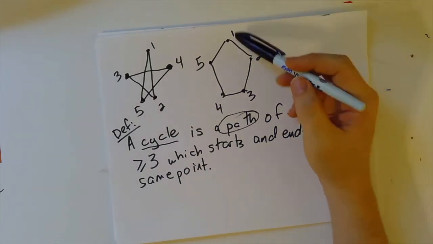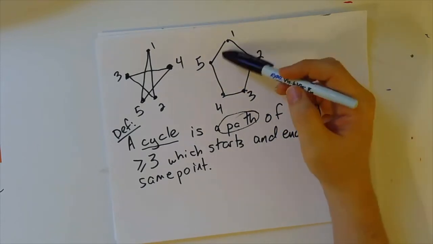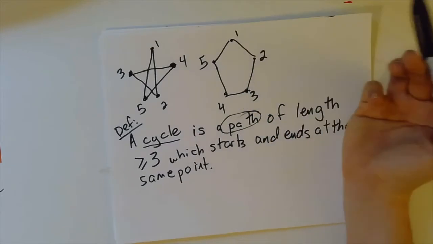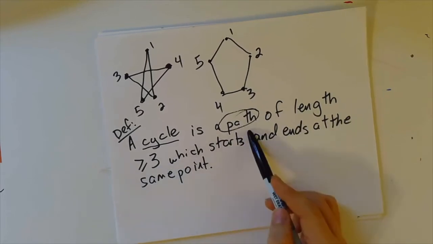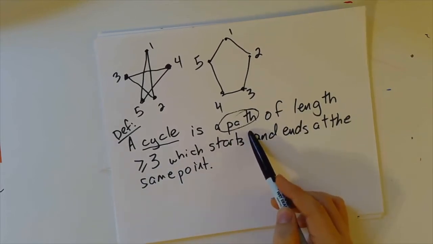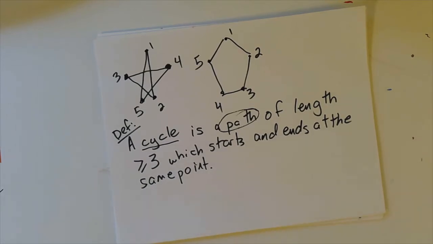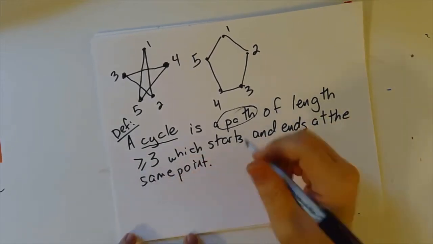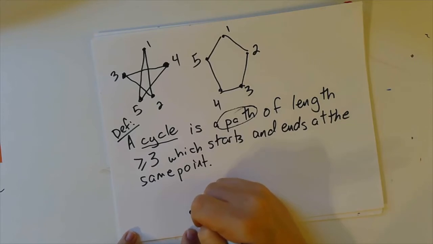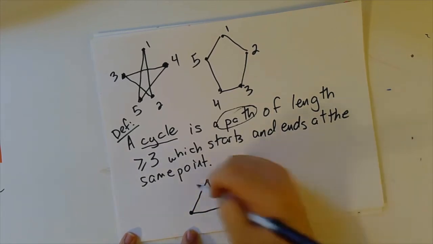So, for example, 1 to 2 to 3 to 4 to 5, back to 1, that's a cycle. Or the other way, 1 to 5 to 4 to 3 to 2 to 1, that's a cycle. Notice I jumped to length at least 3 because it's not possible to have a path of length 2 because that would mean the point was the point or whatever. Okay. So, in fact, the smallest cycle that you can make is a triangle. And so that is a cycle of length 3.